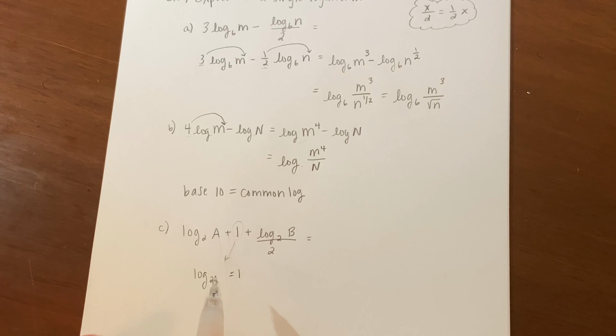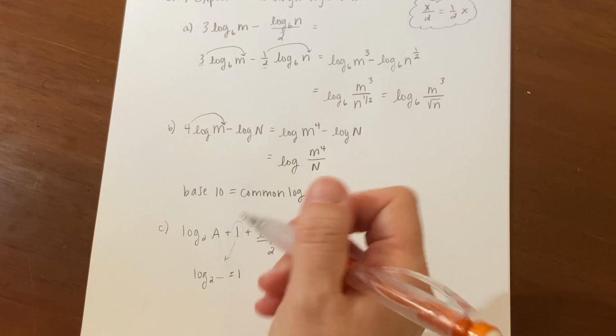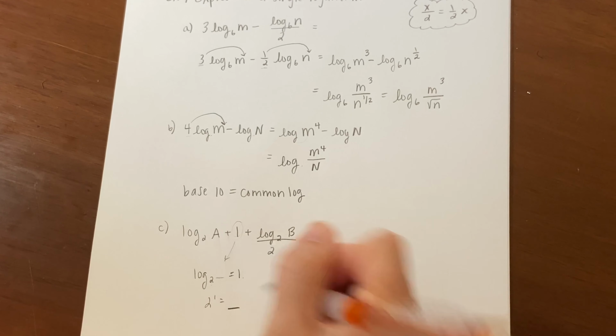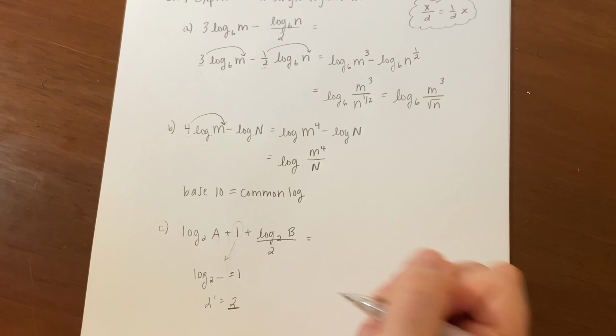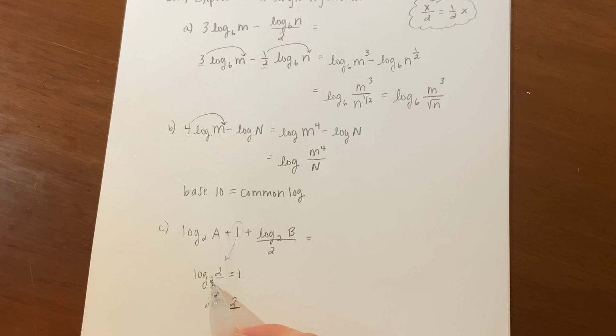Okay, I want to know what goes in this blank right here. If I want log base 2 of something to equal 1, well, if we rewrite it in exponential form, the base stays the base and the other two switch places. 2 to the 1st equals our mystery number. Well, we know what that is. 2 to the 1st is just 2. So according to the identity, log base 2 of 2 equals 1.